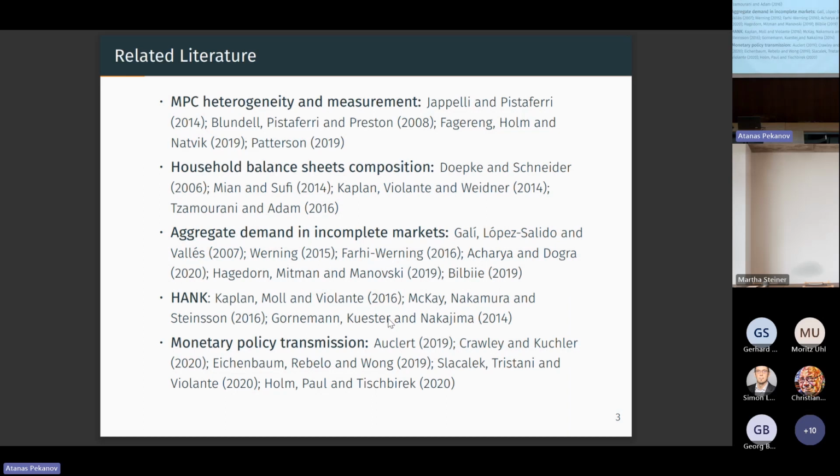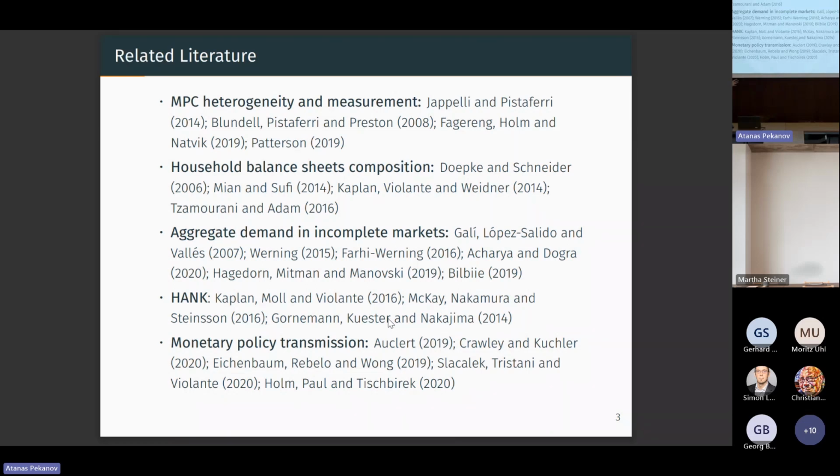I hope I'm contributing to these kinds of literature, first on documenting the heterogeneity of marginal propensities to consume, so how different households, their consumption response to different shocks is different. Then on household balance sheet compositions, so how the balance sheets of households are different. We document this using the ECB HFCS. What does that imply for aggregate demand in an incomplete market setup? So when we go beyond the representative agent model, when you have incomplete markets, different shocks will have different implications for aggregate demand in comparison to the representative agent New Keynesian model.